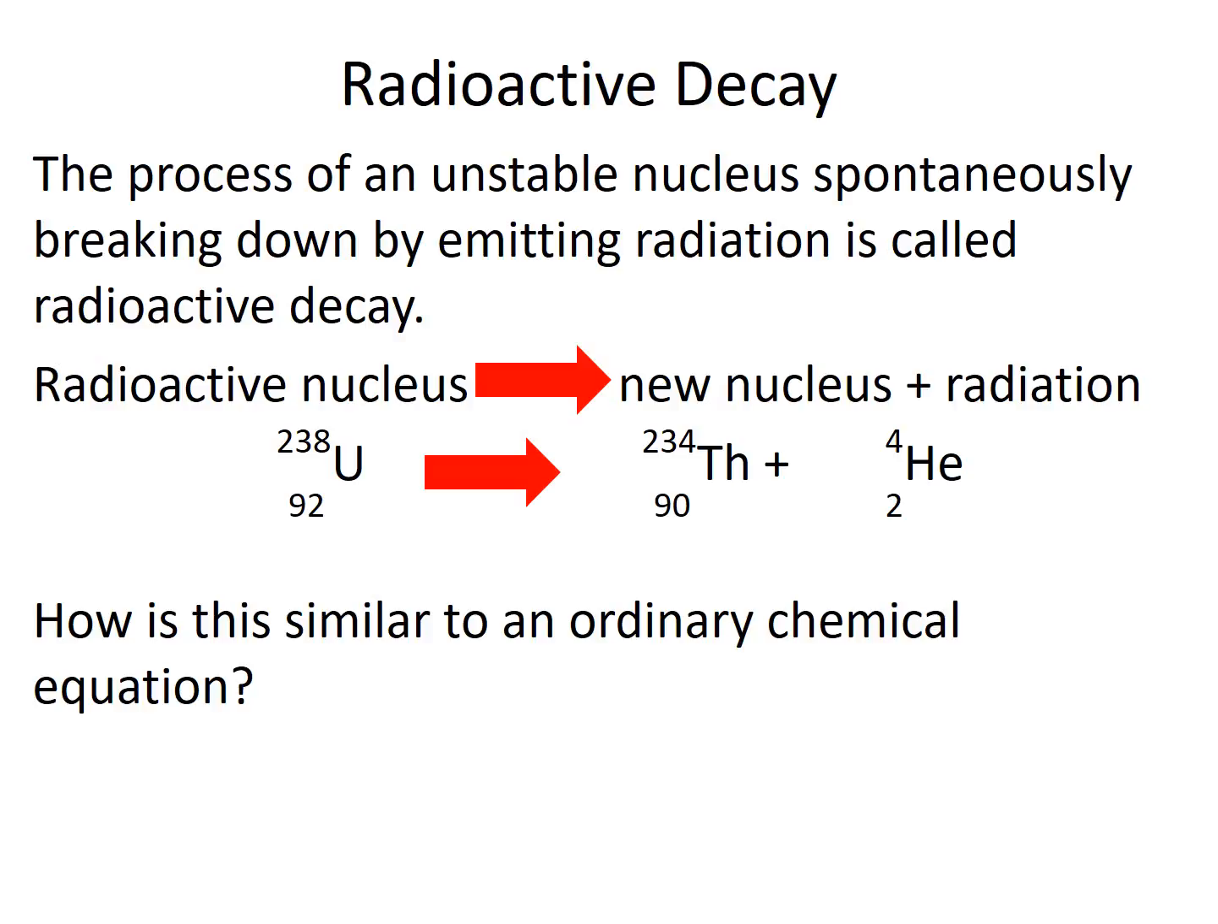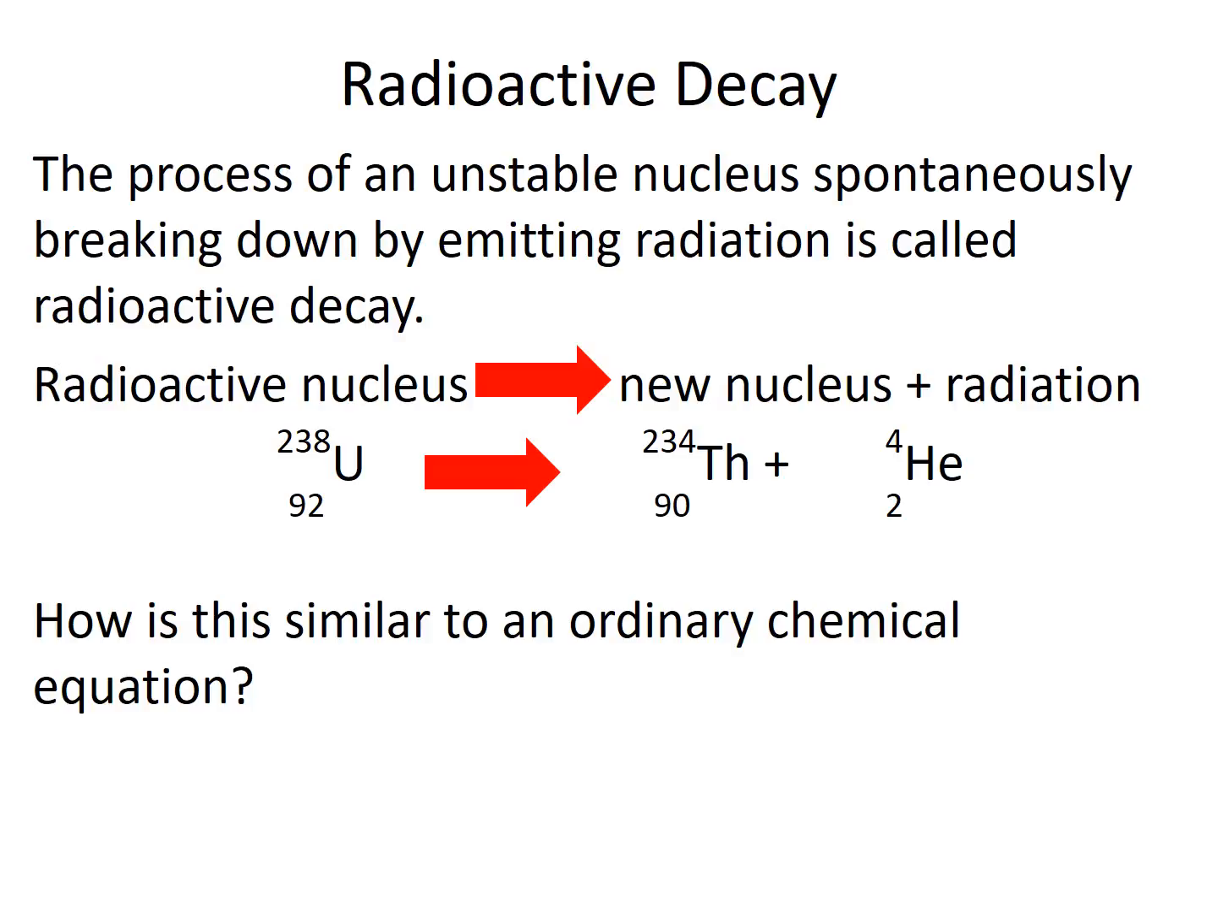Now how is this similar to an ordinary chemical equation? Well, obviously the atoms don't match left and right, so that's not the same. It's not even the same number of atoms. You've got 1 atom on the left and 2 things on the right. What is true about this is that mass is conserved. The mass number is the same on both sides, and so the mass on the left and the mass on the right are the same. 238 yields 234 plus 4.